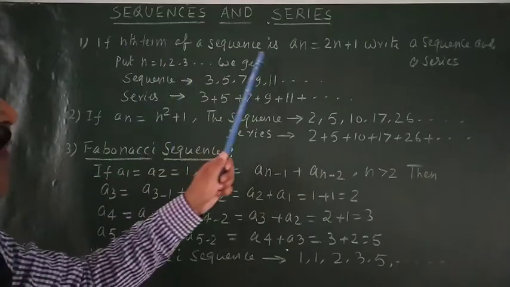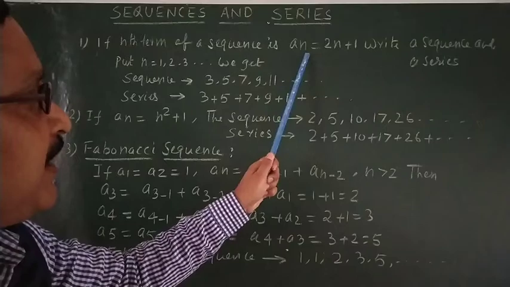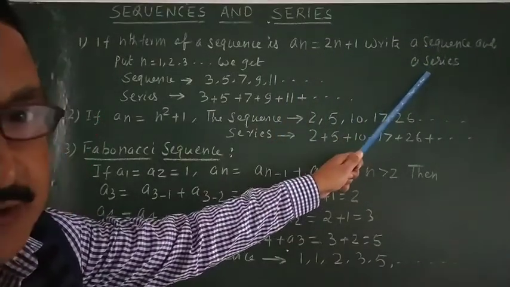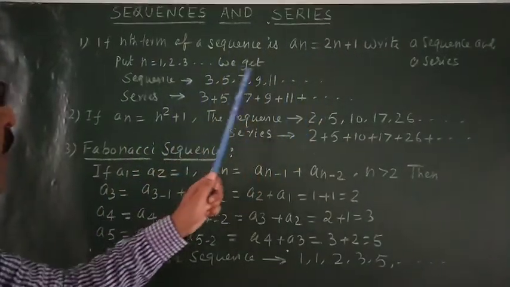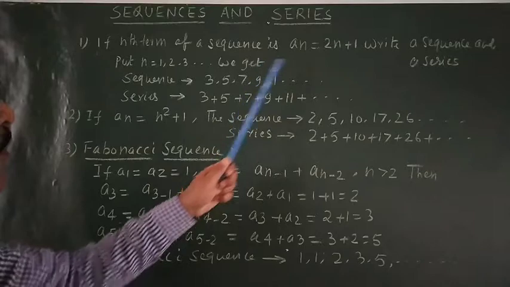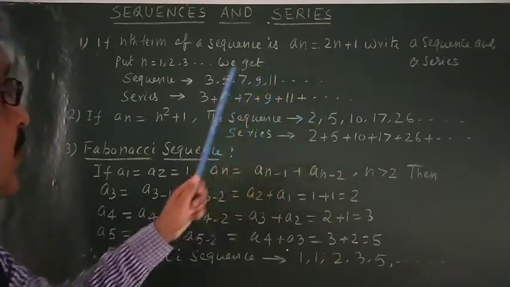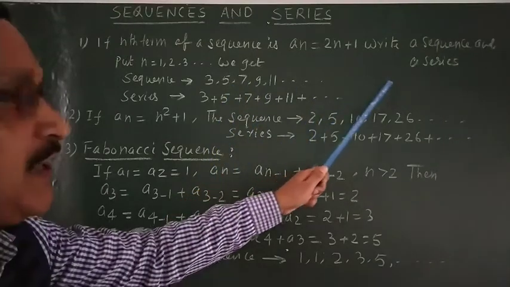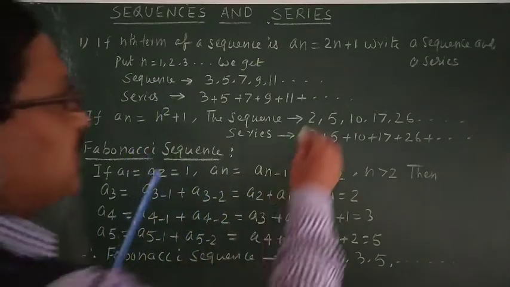If the nth term of a sequence is given by 2n plus 1, write the sequence and the series. So just put n equal to 1, 2, 3 and get the sequence. If you put 1, you get 2 times 1 plus 1, which is 3, then 5, then 7, then 9, then 11, and so on up to n terms. The series up to n terms.